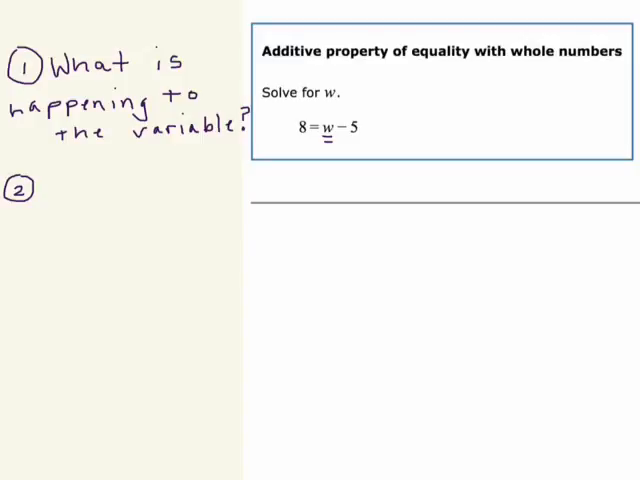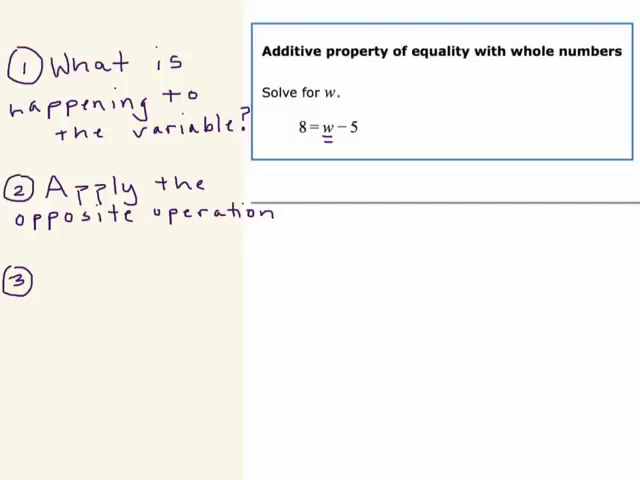So when you ask yourself the question, what is happening to the variable, in this particular problem you have a w, and then hopefully you can see that 5 is being subtracted from the w. And at that point you would apply the opposite operation. Well, if 5 is being subtracted from w, the opposite would be to add 5 to the w. So we're going to write that down on each side. If 5 is being taken away, we're going to add 5.